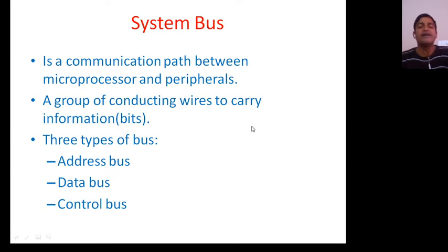So mainly there are three types of buses. First one is the address bus. What is the function of the address bus? It is used to carry addresses only. Okay, it will carry an address from one point to another point. And in 8085, the length of the address bus is 16 bit. Okay, 16 bit. Now what is the data bus? The data bus is used to carry data only.